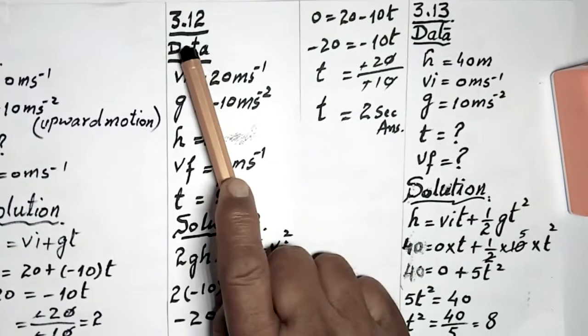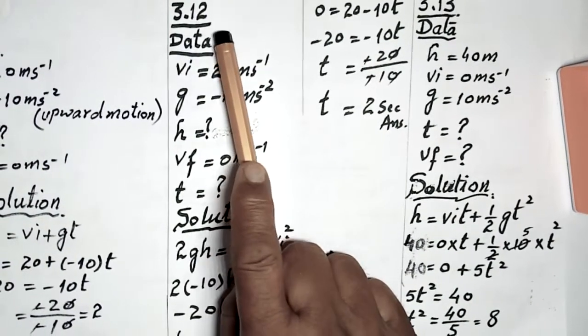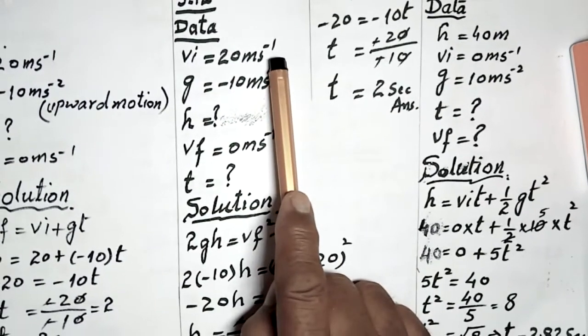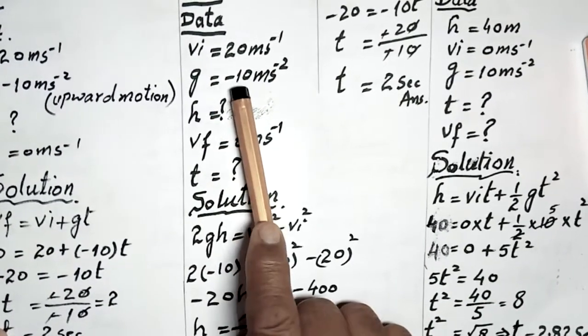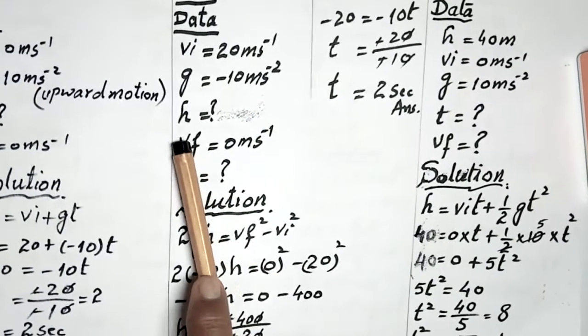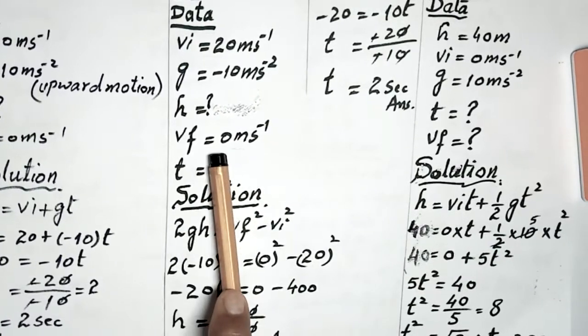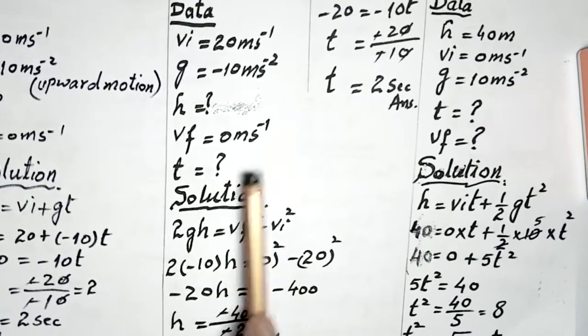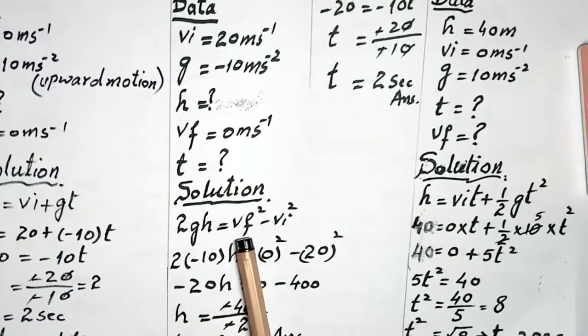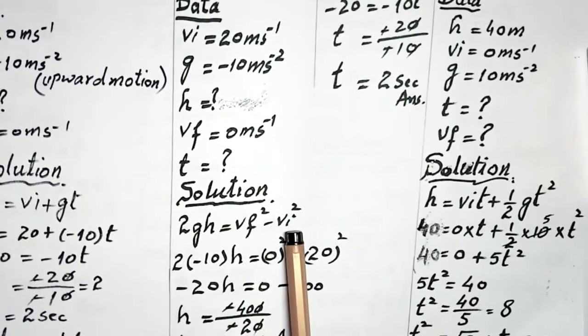Next, numerical number 3.12. Vi is equal to 20 meter per second, G is equal to minus 10, as I have told you, upward motion. H you have to find out. Vf is equal to 0 meter per second. Now you have to find the time. 2gh is equal to Vf square minus Vi square.